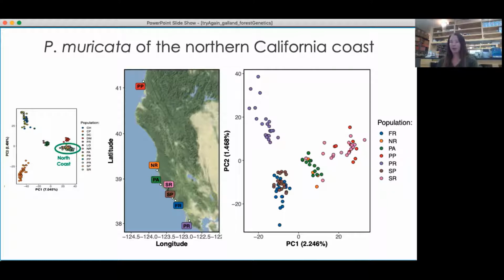And we're working through a couple possibilities as to this pattern. But overall, we see some fine scale structuring despite a fairly continuous range along the North Coast.